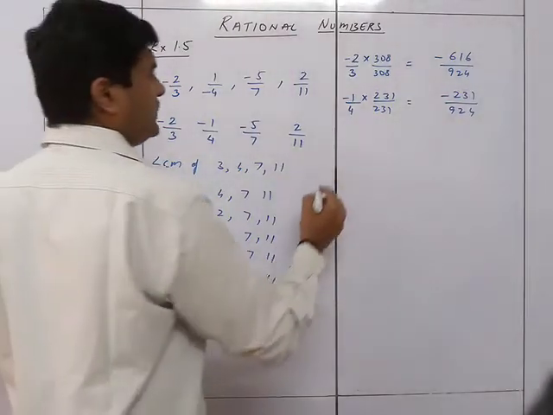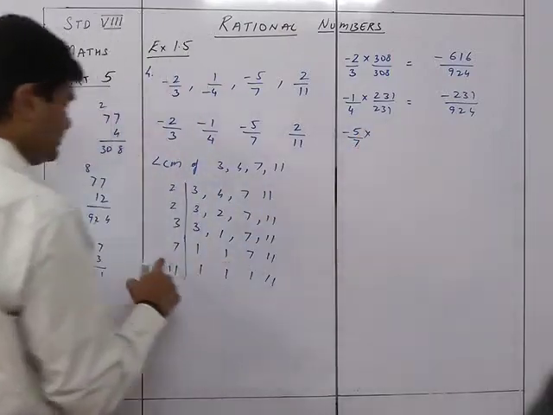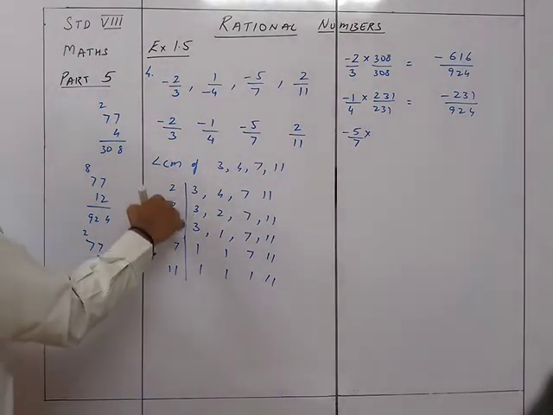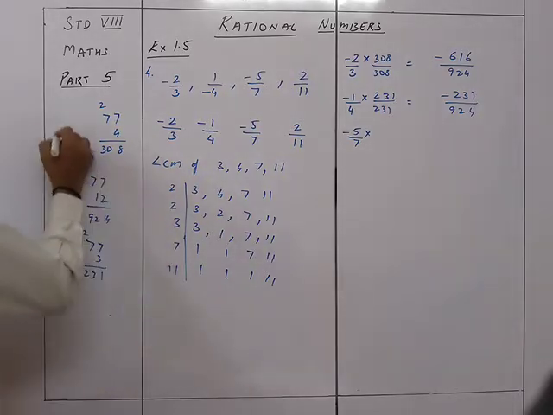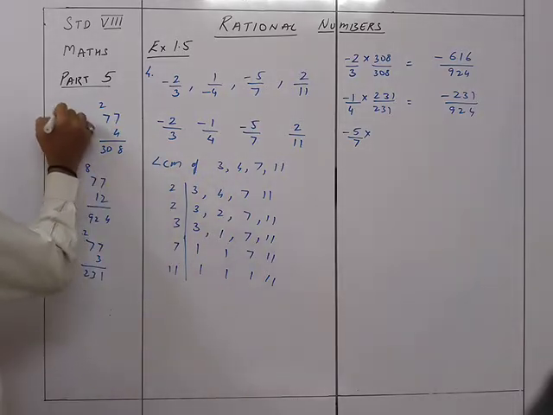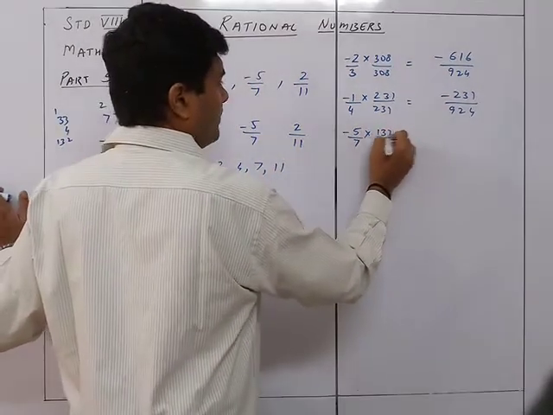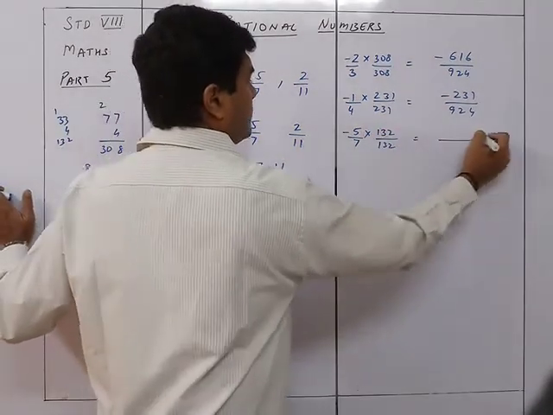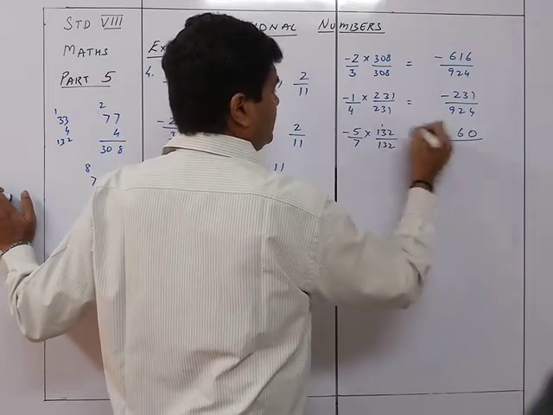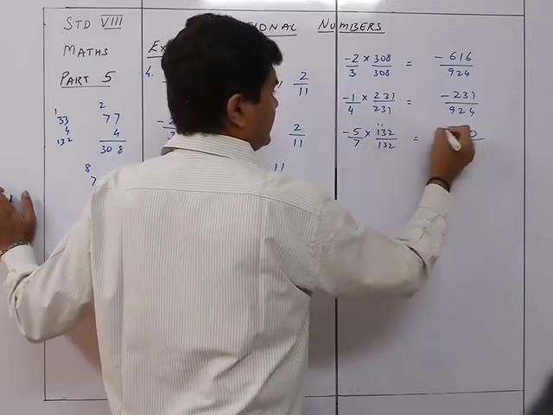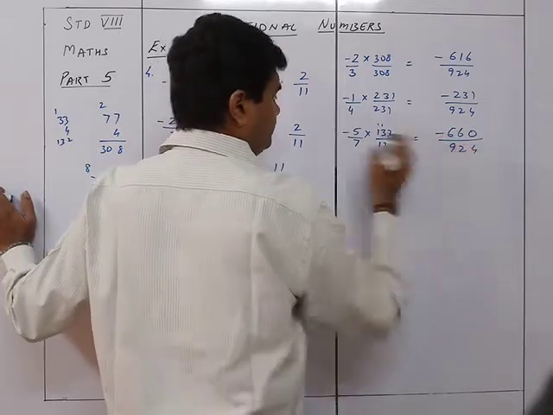Okay, next one is minus 5 upon 7. Now because 7 into 11 is 77, and 77 into 12 is 924, so it is 33 into 4, which is 132. So 132 times 5 is 660. So it is minus 660 upon 924.